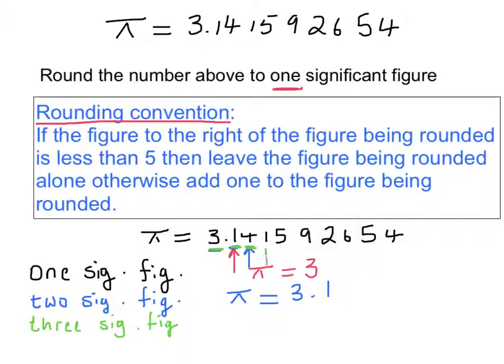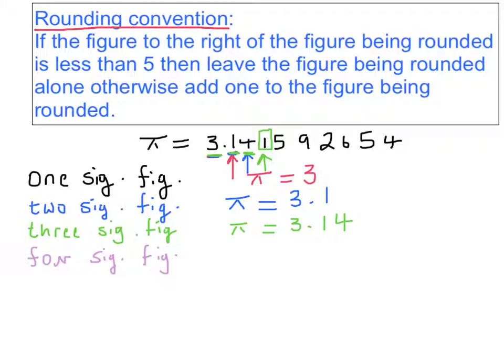You go to the digit above the last one, which is a 1, right? And this one is less than 5, so it'll have no effect on the 4. So to three significant figures, pi is equal to 3.14. Let's repeat this and round this number to four significant figures.